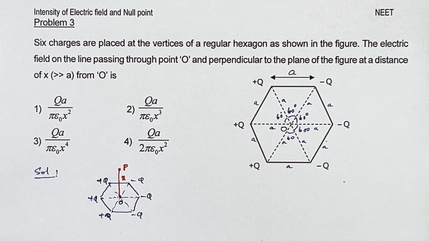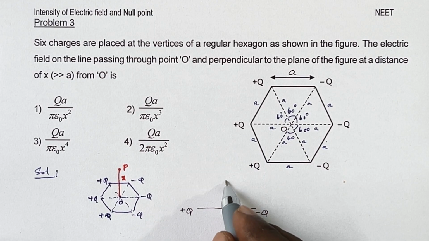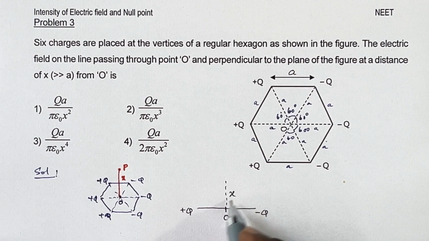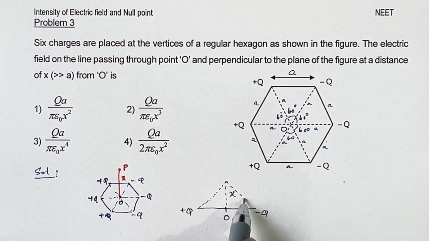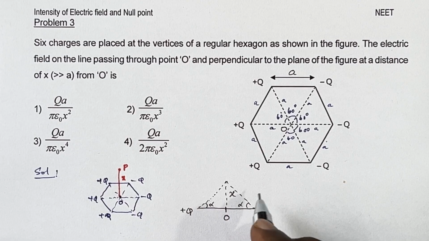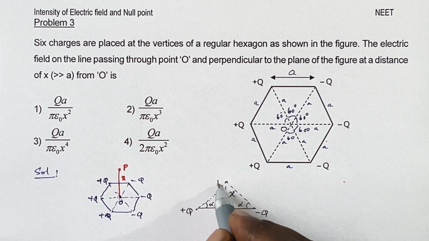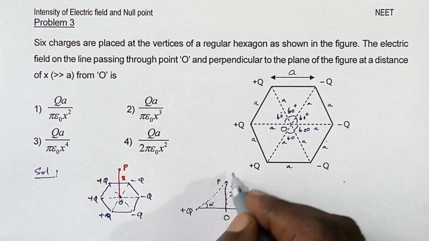So let us first find the electric field value because of two charges. This is plus q, this is minus q. In between is O, this line I have taken. So from O, this is the x distance. At x distance we have to find the electric field. These angles we don't know, so let me say these are alpha angles. So for this plus q, at point P, this is x distance.